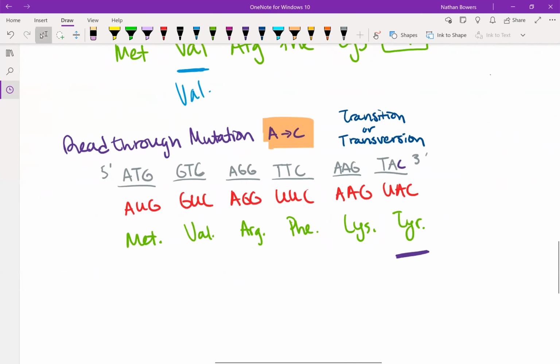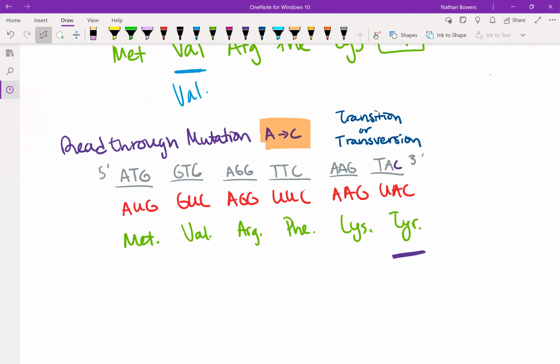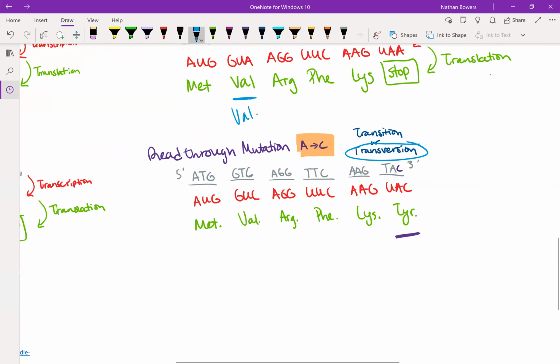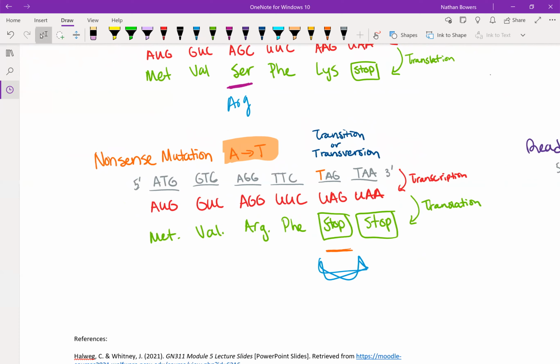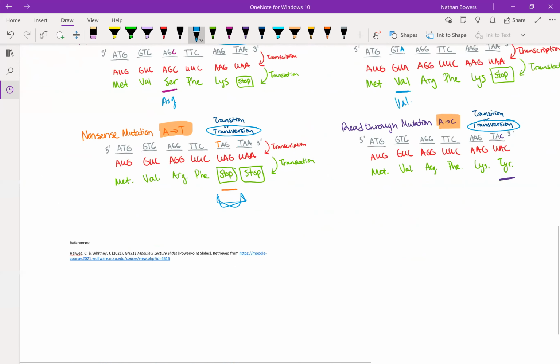And a read-through mutation occurs whenever the stop codon is mutated, for example, this adenine to cytosine, which is a transversion, and the ribosome is going to create a longer amino acid chain than there needs to be. And also this nonsense mutation is also a transversion.